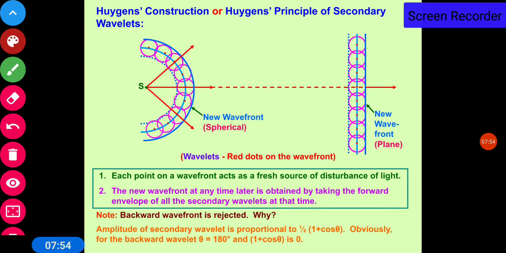Amplitude of the secondary wavelet is proportional to half (1 plus cos theta). This is the formula for the amplitude of the secondary wavelet. Now, for the backward wavefront, theta will be equal to 180 degrees and cos 180 is minus 1. So 1 plus cos theta is equal to 0. So the amplitude of the secondary wavelet in the backward direction is 0. So we will not obtain the backward wavefront.